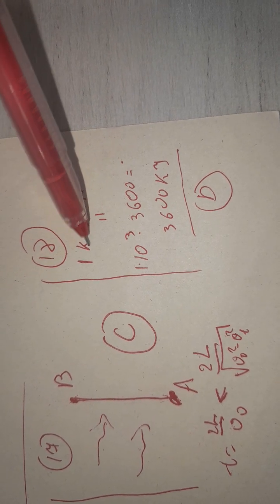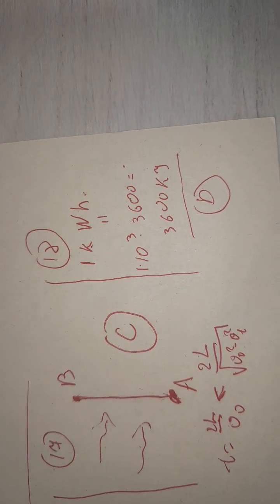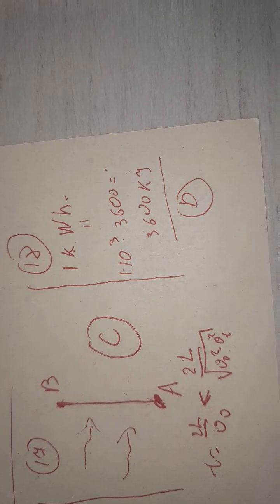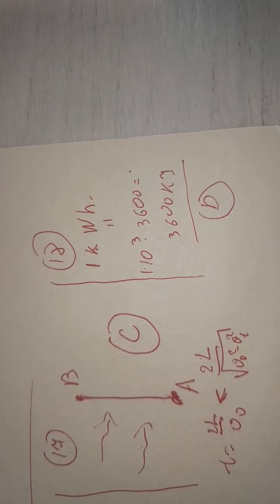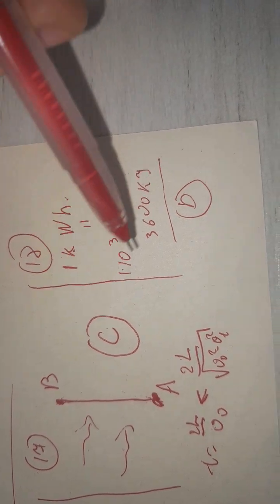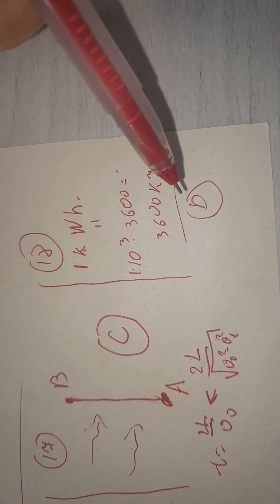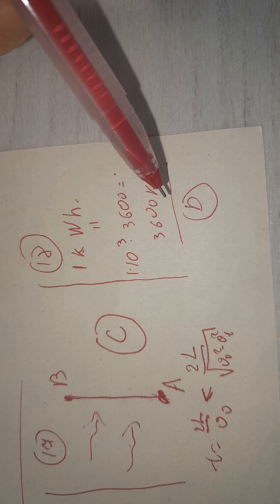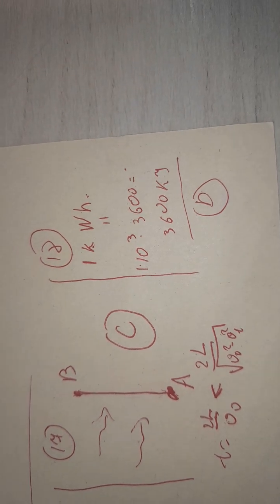18th question, 1 kilowatt-hour, its unit of energy. Kilo means 10 to the third power, hour means 3600 seconds. So just multiply them because they are multiplication. So this means 3600 kilojoules.